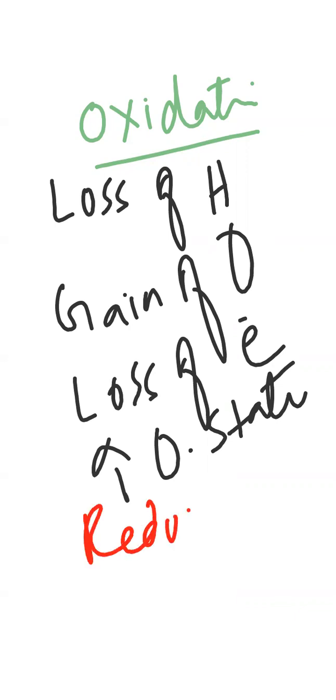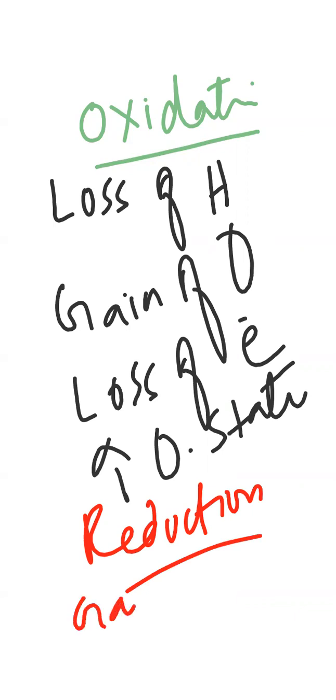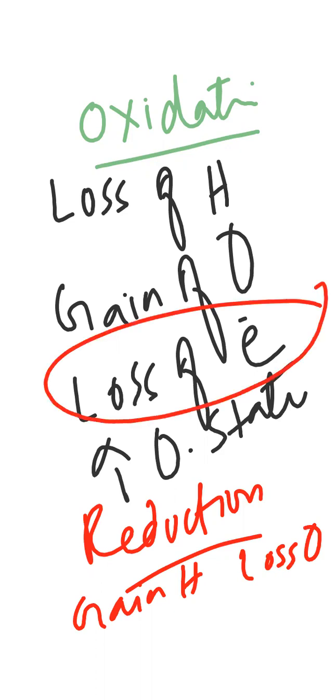Reduction is totally opposite to oxidation. Oxidation is loss of hydrogen, so reduction is gain of hydrogen. Oxidation is gain of oxygen, so reduction will be loss of oxygen. Oxidation is loss of electron, so reduction is gain of electron. Or decreasing oxidation state is called reduction. Now see, for organic chemistry, let me check the reaction.